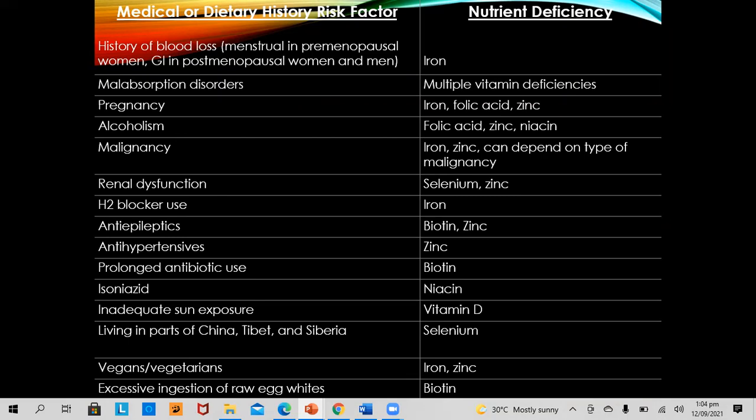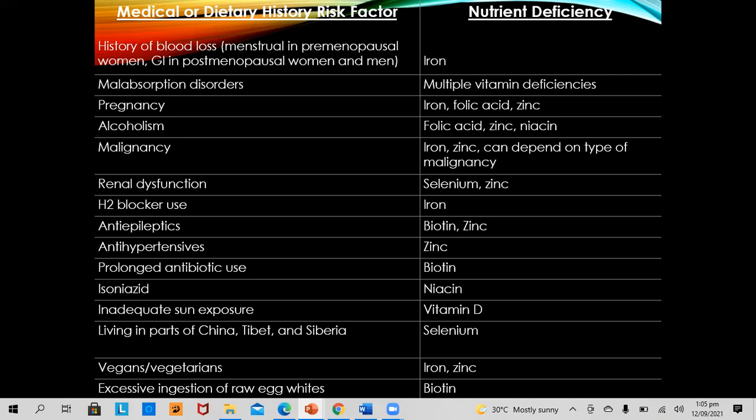Alcoholism results in deficiency of folic acid, zinc, and niacin. Malignancy is associated with deficiency of iron, zinc, and depends upon the type of malignancy. Renal dysfunction results in deficiency of selenium and zinc. H2 blocker use causes iron deficiency. Anti-epileptics cause biotin and zinc deficiency. Hypertensives again result in zinc deficiency.